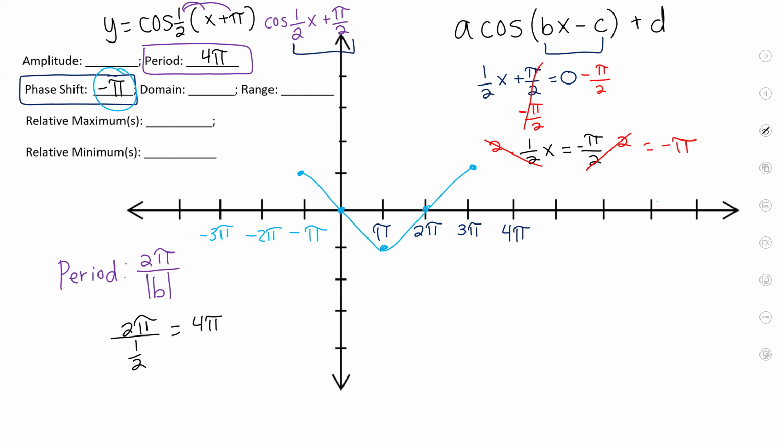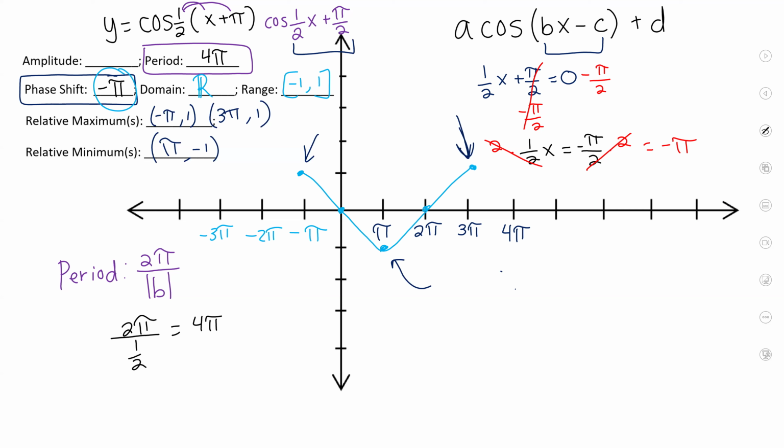And of course, you can imagine this just continuing on both sides. Your domain is all real numbers, and your range is -1 to +1. And your relative maximum, there's two of them, here and here. So this is at negative pi, 1, and this second one is at 3 pi, 1. Those are your two maximums. And then your relative minimum is down here at pi and negative 1. Okay.